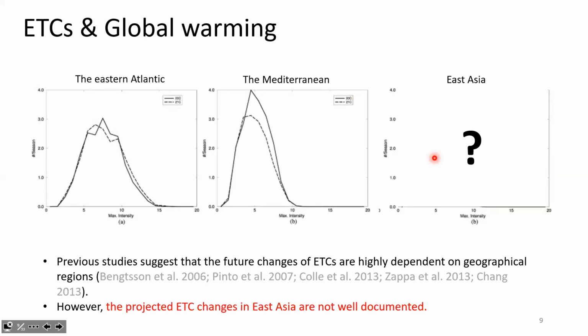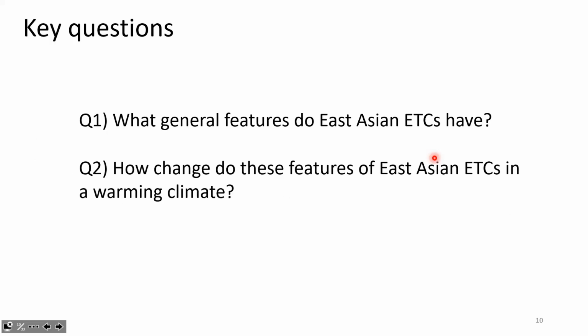Due to this regional dependence, there have been many previous studies of regional cyclones' future change in a warming climate, especially in North America and Europe. However, that kind of study was not well documented in East Asia. So it is natural to raise questions like these. One is, what general features do East Asian cyclones have? The other is, how do these cyclone features change in a warming climate? My previous studies try to answer these questions.